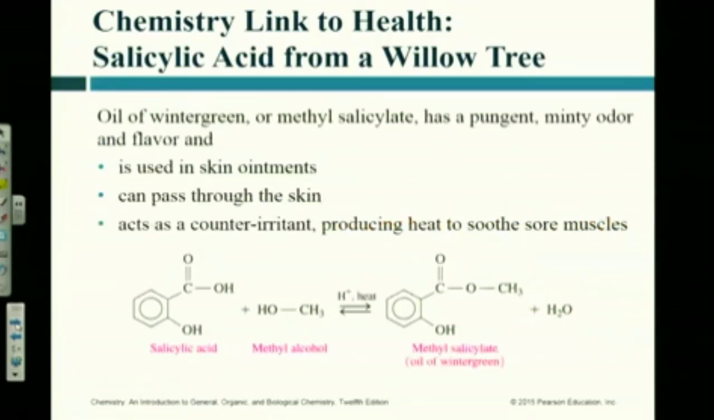Oil of wintergreen is also an ester. It's not quite as common as it used to be. It passes through the skin. Some people use it to soothe tired muscles. It smells a lot like locker rooms and stuff. It's called methyl salicylate as opposed to acetyl salicylate.